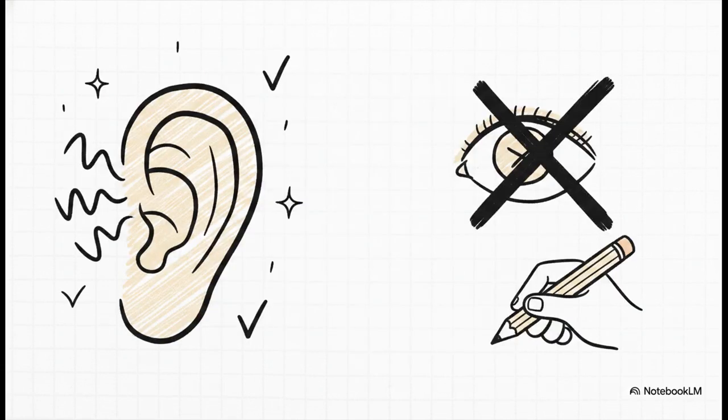So here is the absolutely crucial point. Rule number one, a versus an depends entirely on sound, not spelling. I want you to just forget the written letters for a second, close your eyes, and listen. This rule is 100% based on what you actually hear coming out of your mouth.